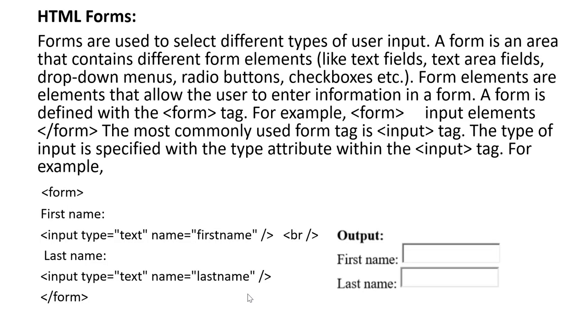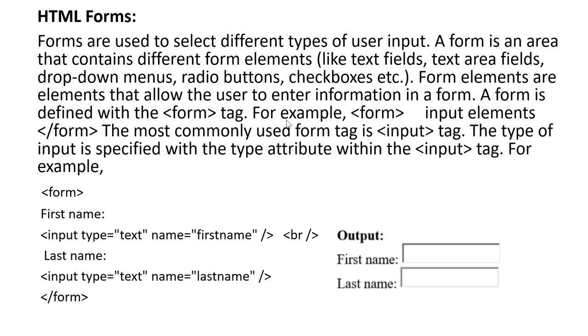HTML forms are used to select different types of user input. A form is an area that contains different form elements like text area, drop down menus, radio buttons, check boxes, etc. Form elements are elements that allow the user to enter information in the form.